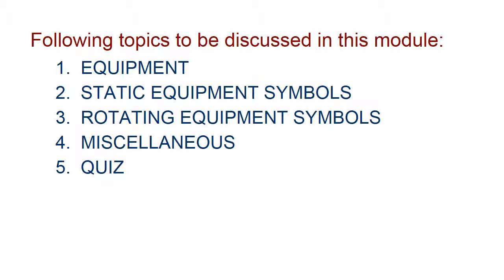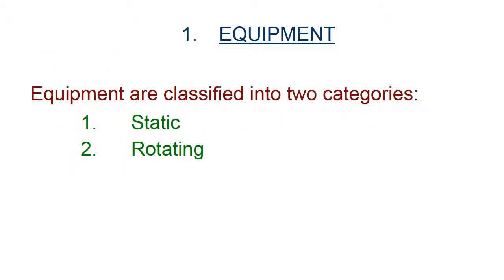1. Equipment. 2. Static equipment symbols. 3. Rotating equipment symbols. 4. Miscellaneous. 5. Quiz. Equipment are classified into 2 categories: 1. Static, 2. Rotating.